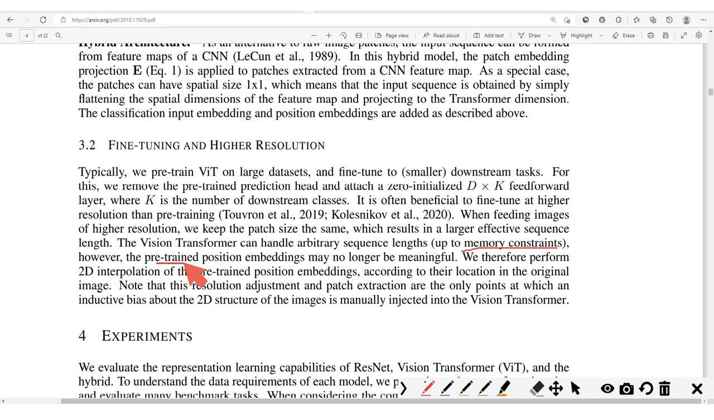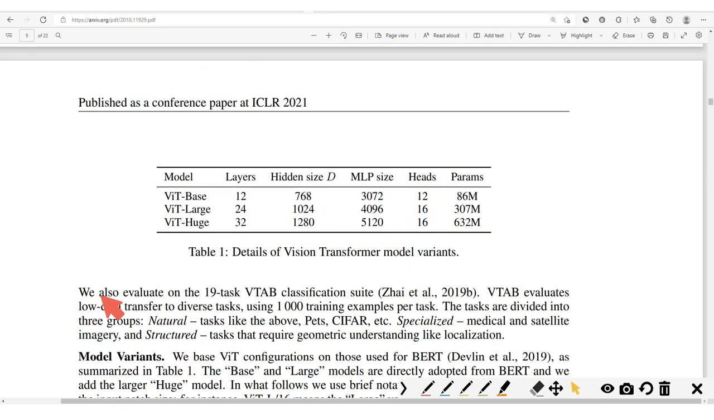Now, due to these modifications, the pre-trained position embeddings, that's what we had before, may no longer be meaningful. So they perform 2D interpolation of the pre-trained position embeddings according to their location in the original image. The experiments here, we could see those different models. They have the ViT base, the ViT large, and the ViT huge. Number of parameters 86 million to 632 million.